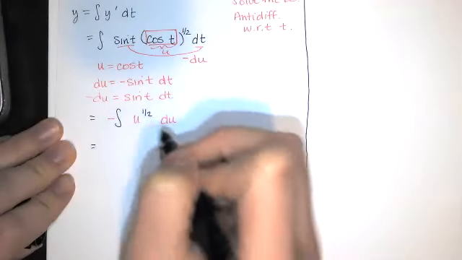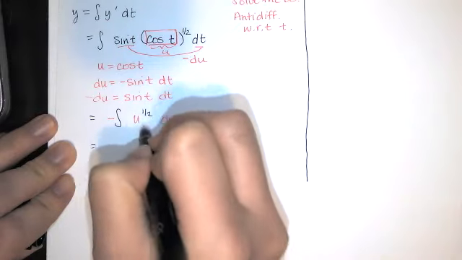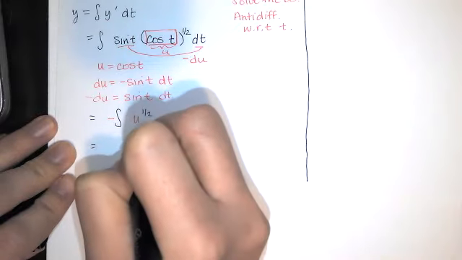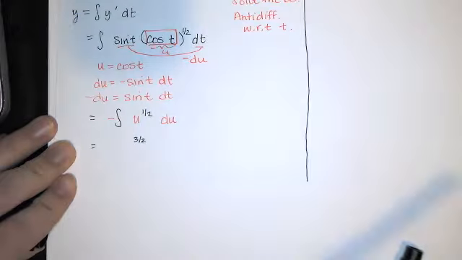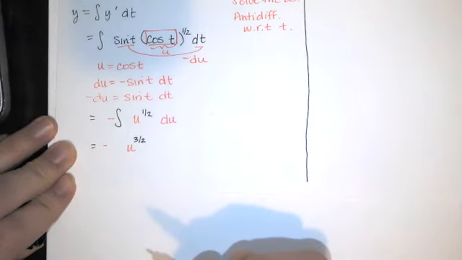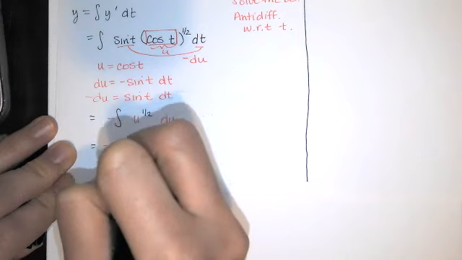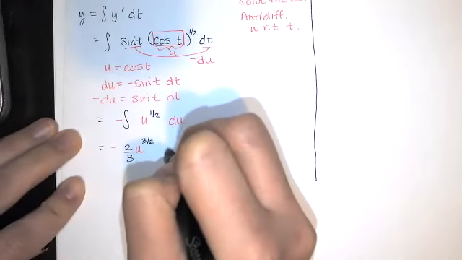The antiderivative of something to the 1/2 power is 3/2 because I add 1 to the exponent. And I'll bring that negative down as well. And then we divide by the new exponent. Dividing by 3/2 is the same as multiplying by 2/3. Then we add c to that.